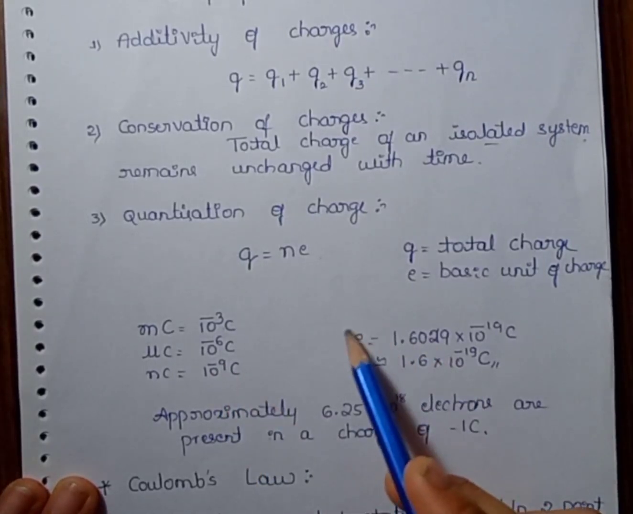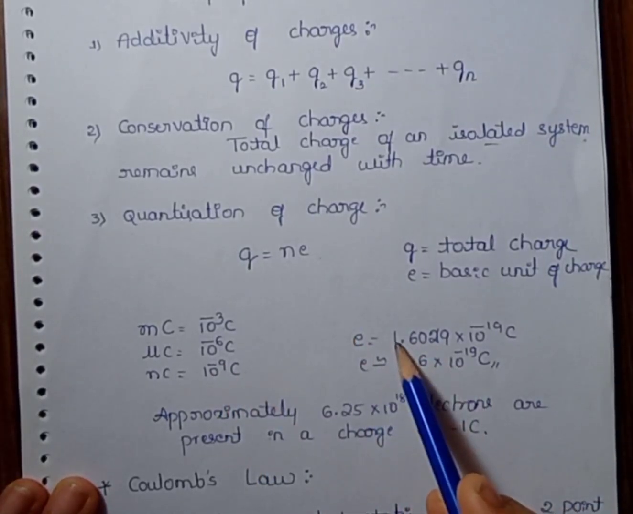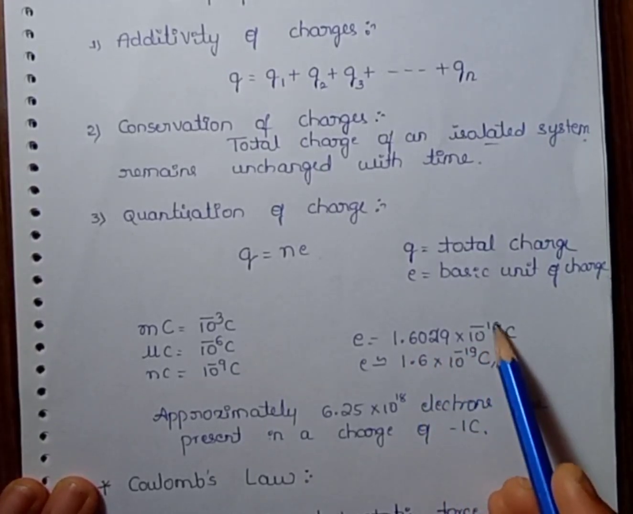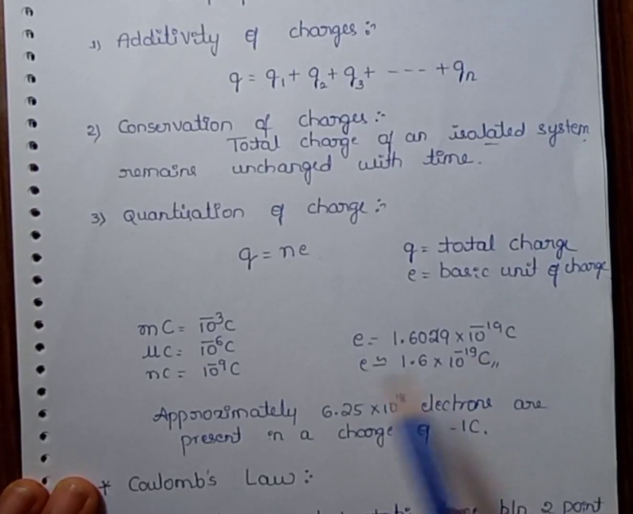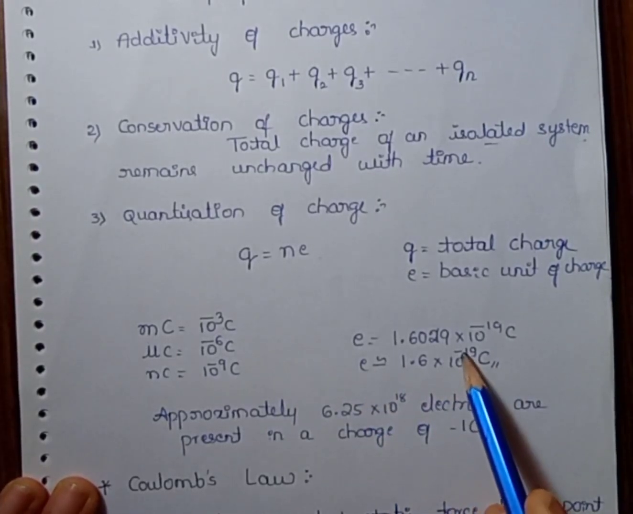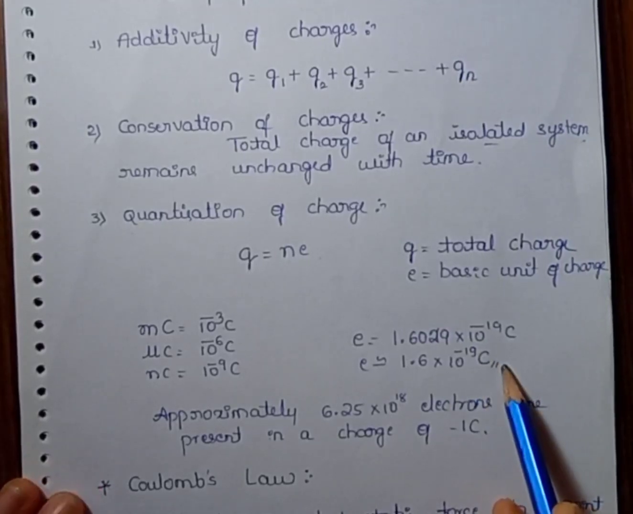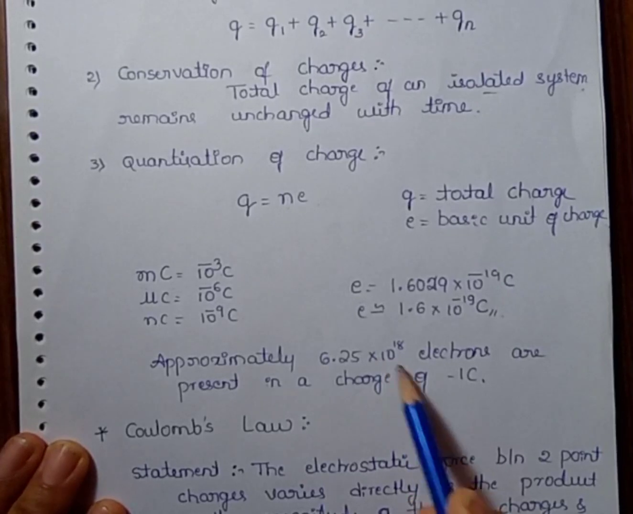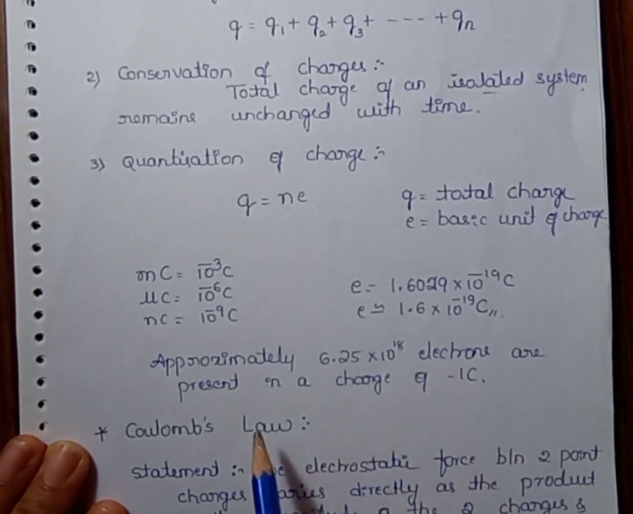And the value of charge e is equal to 1.60219 into 10 to the power of minus 19 Coulomb. That is approximately 1.6 into 10 to the power of minus 19 Coulomb. Approximately 6.25 into 10 to the power of 18 electrons are present in the charge of 1 Coulomb.